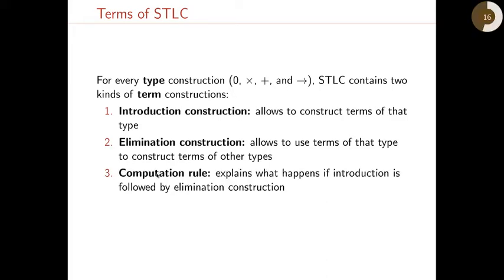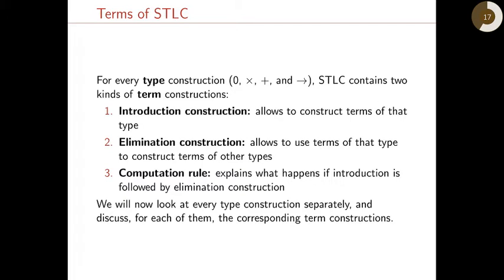Thirdly, we have a computation rule. A computation rule explains what happens if an introduction construction is followed by an elimination construction. This sounds very abstract, but it will be more concrete and not too difficult to understand once we look at a few examples. We will now look at each type construction separately and discuss for each of them these three items.